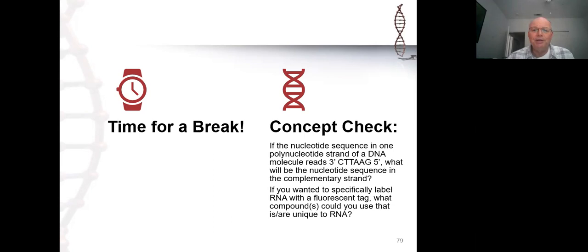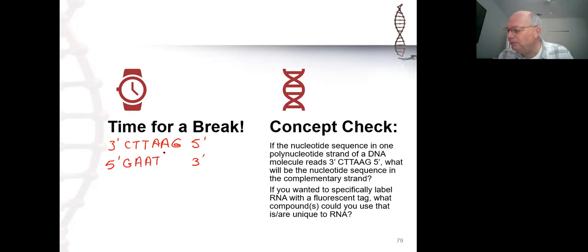So let's do this one immediately. So if we've got a 3' to 5' sequence of C, T, T, A, A, G, 5', then remember the strands are not parallel, they're anti-parallel. So it's going to go 5' to 3' in the opposite direction. C will pair with G. T pairs with A, T pairs with A, A pairs with T, A pairs with T, G pairs with C. So in fact, these are mirror images of each other.